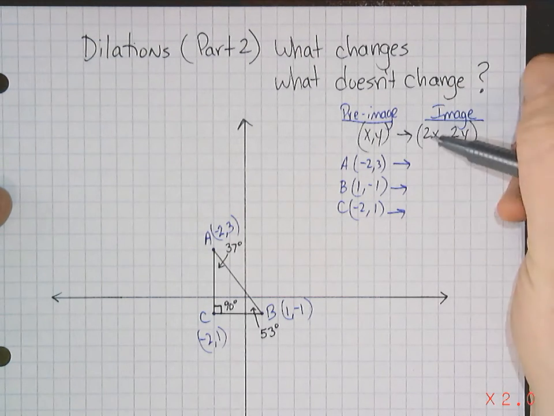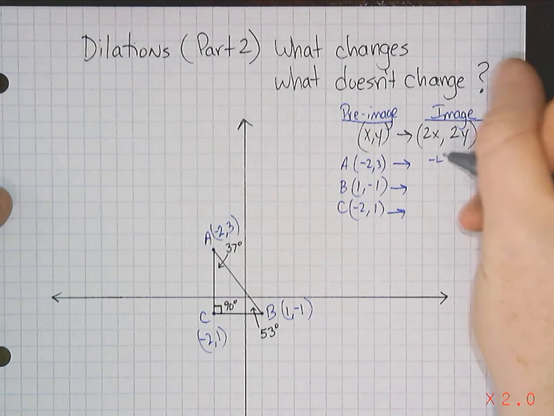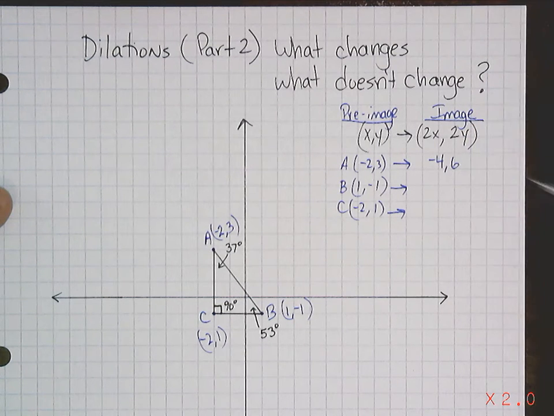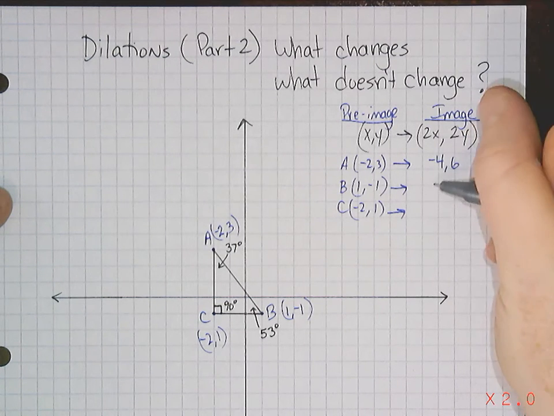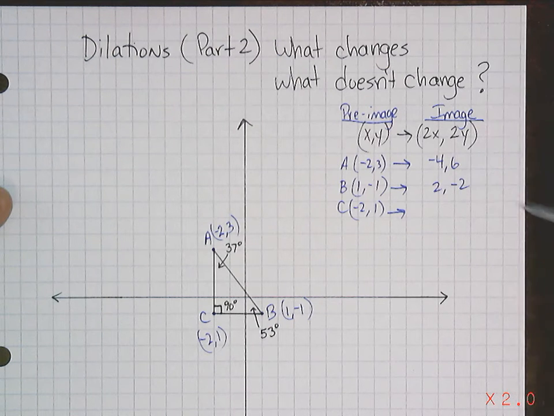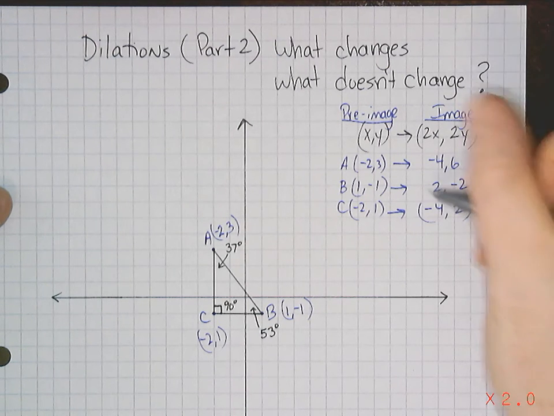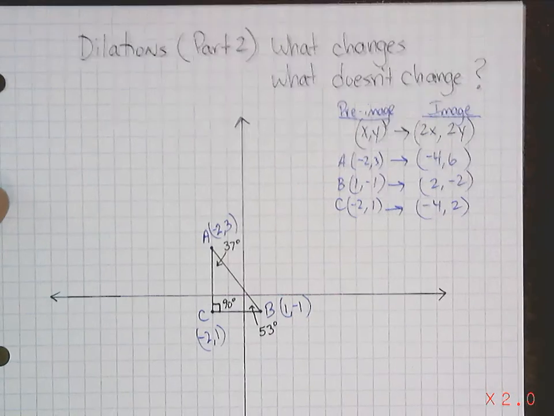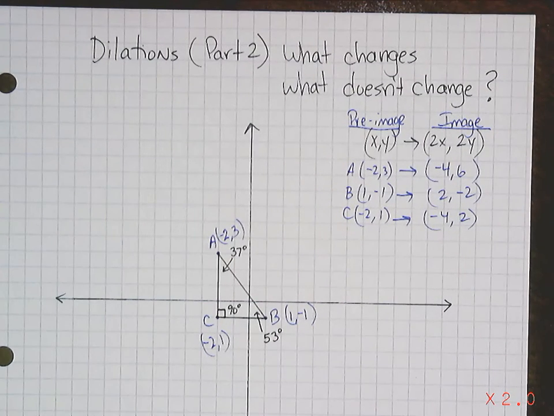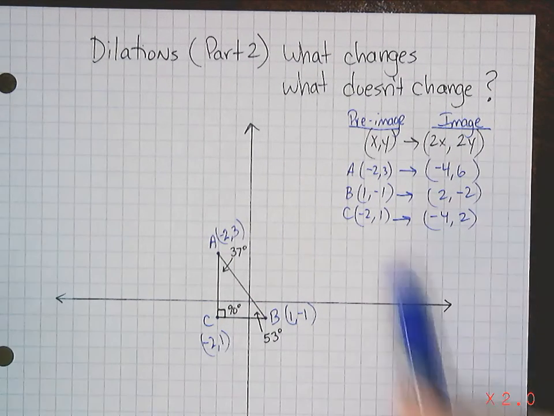So this will become -4, 6. This becomes 2, -2. And -4, 2. I'm going to put that in red so we don't get confused. We don't confuse the image with the pre-image.